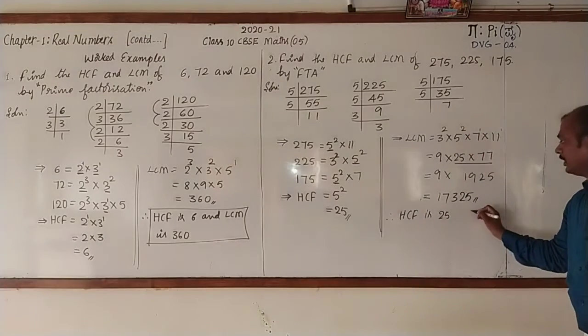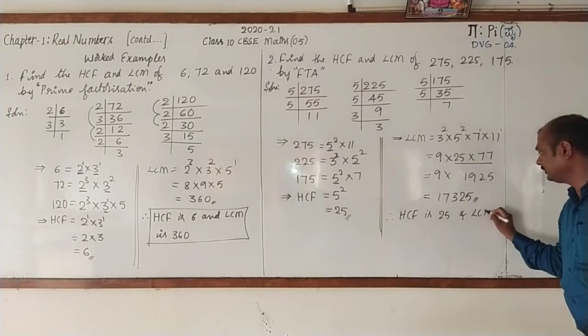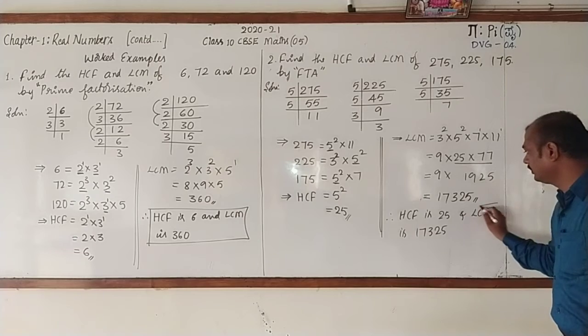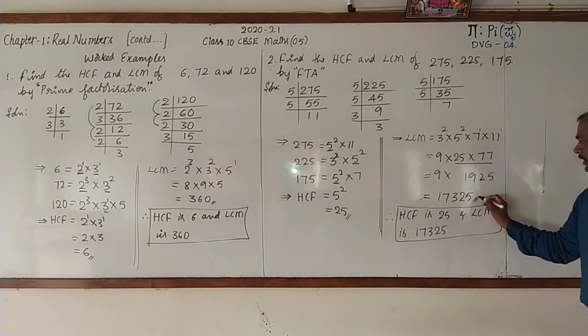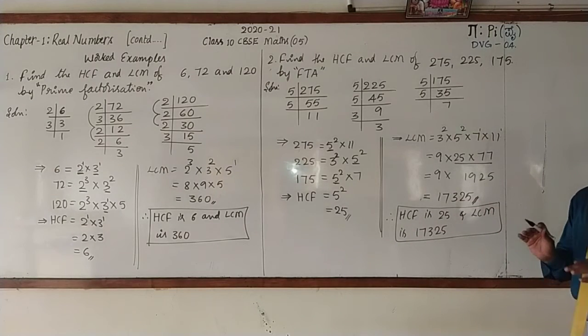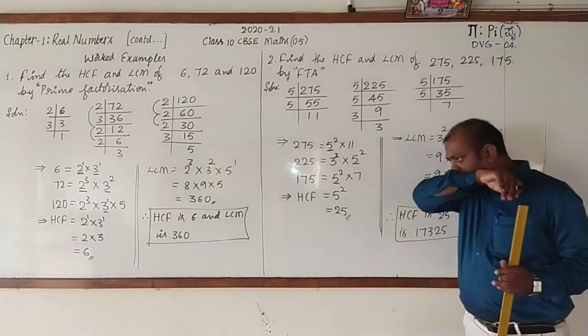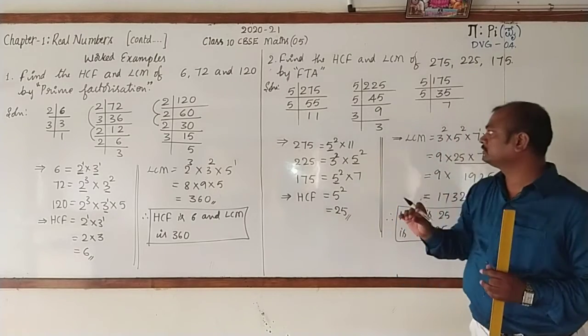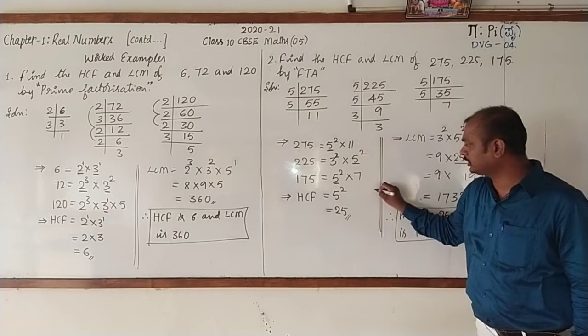25. And LCM is 17,325. See, usually we put two lines like this, the problem is over. Usually in languages, if a sentence is over, we go for using the dot.